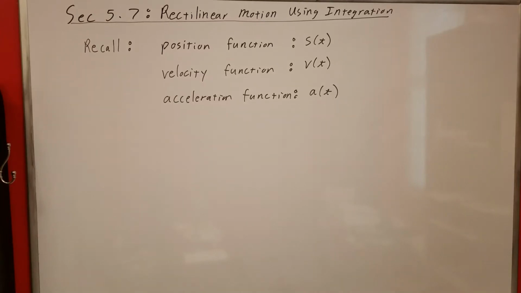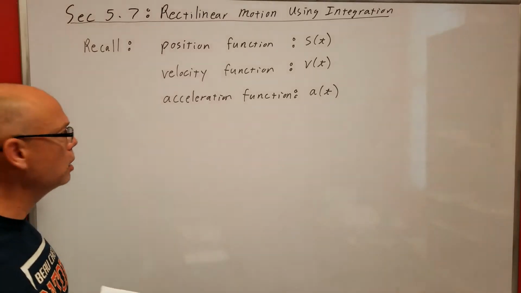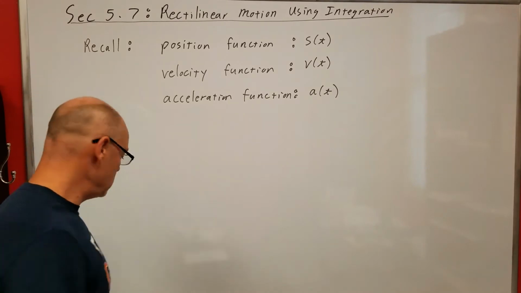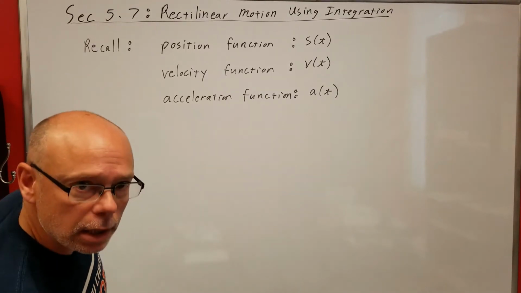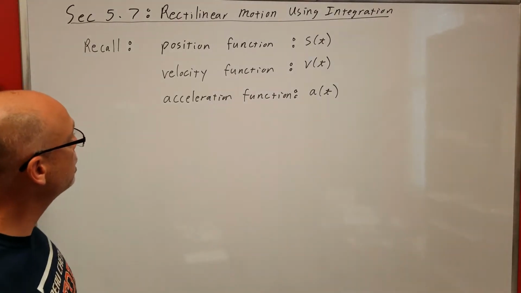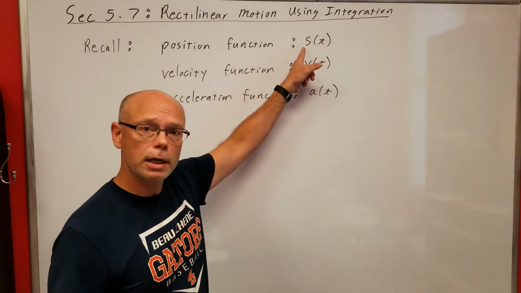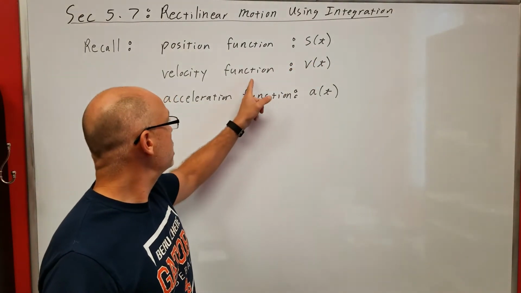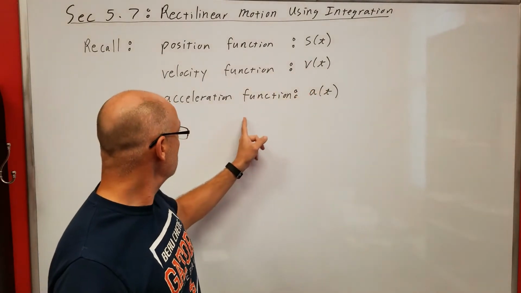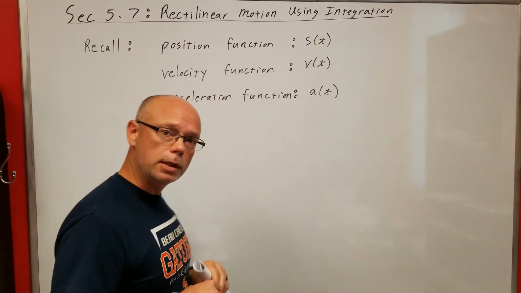Section 5.7, rectilinear motion using integration. All right, so before we said that if we're looking at rectilinear motion, the position function is given by s of t, the velocity function is given by v of t, and the acceleration function we call a of t.